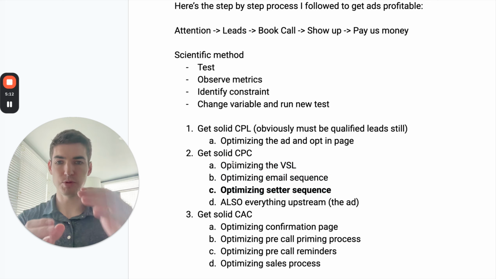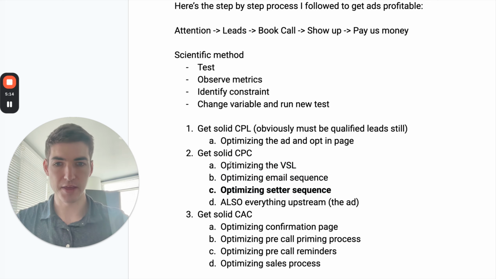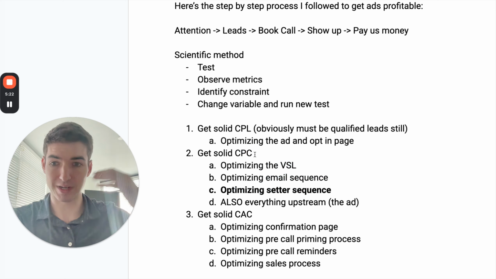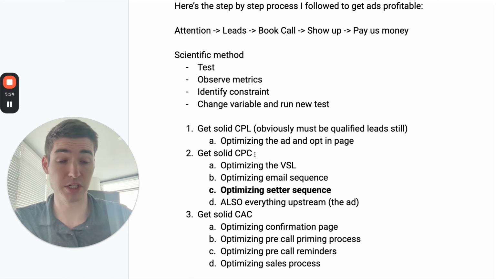So we've got a good cost per lead. And then at that point, we want a good cost per call. So we're fiddling with this stuff until we get a good cost per call. And we did this, and again, we got a good cost per call. Right now, we book calls for like $100, which is very, very good, especially for our industry and niche. So we have that.